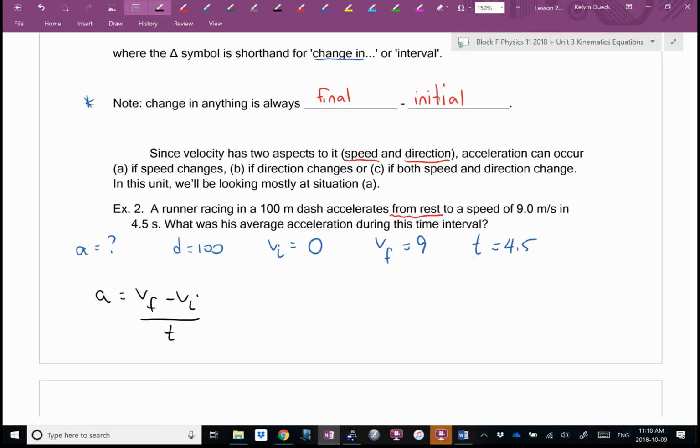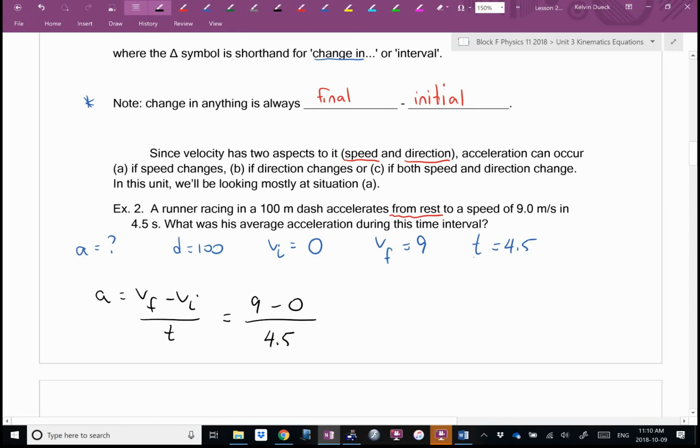D. By the way, you will learn later on, if you know the D, you don't need the time and you can still find the acceleration. We'll get there, but for now, we only got one thing to work with. Austin, what was V final minus V initial? All over 4.5.